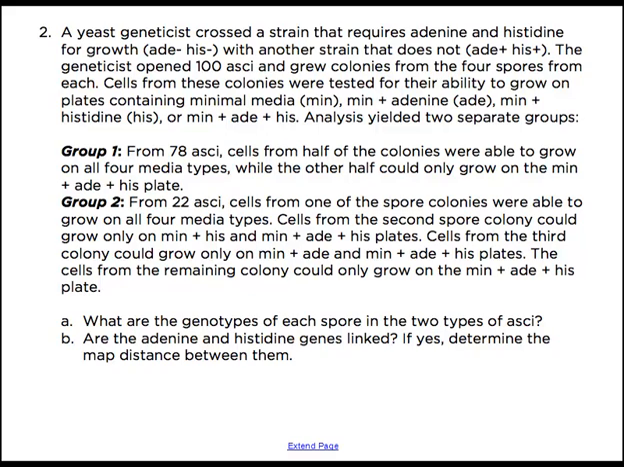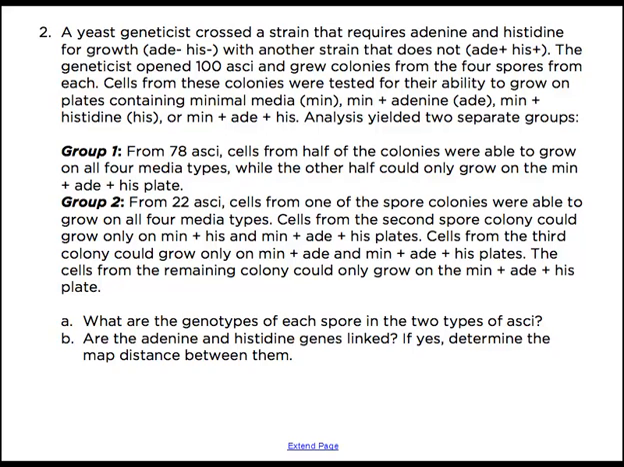A second spore colony could only grow on minimal media plus histidine, and minimal media plus adenine and histidine. Cells from the third colony could only grow on minimal media plus adenine, and minimal media plus adenine and histidine, and cells from the remaining fourth colony could only grow on the minimal media plus adenine plus histidine plate. So it's asking, what are the genotypes of each spore in the two types of asci?